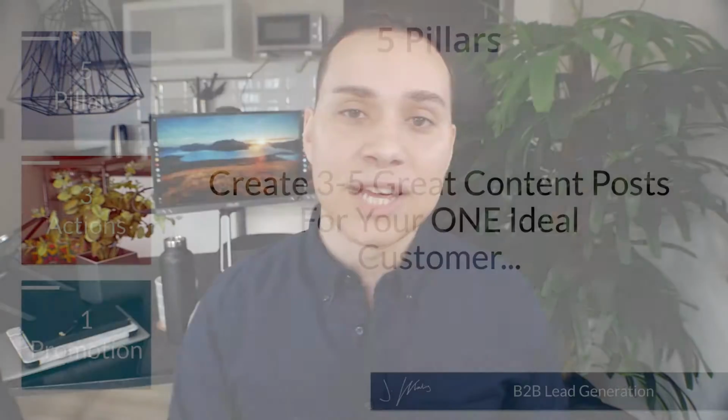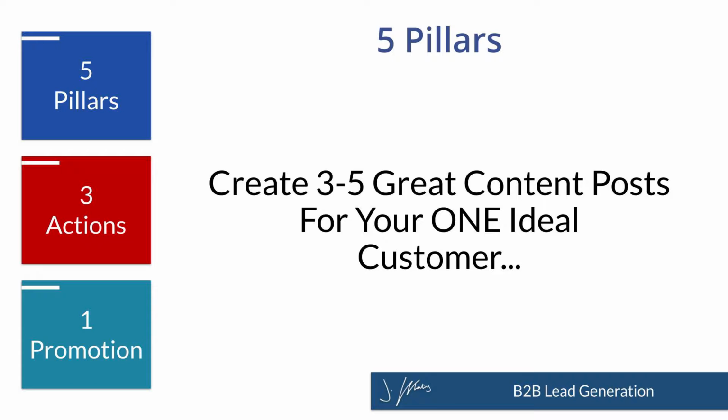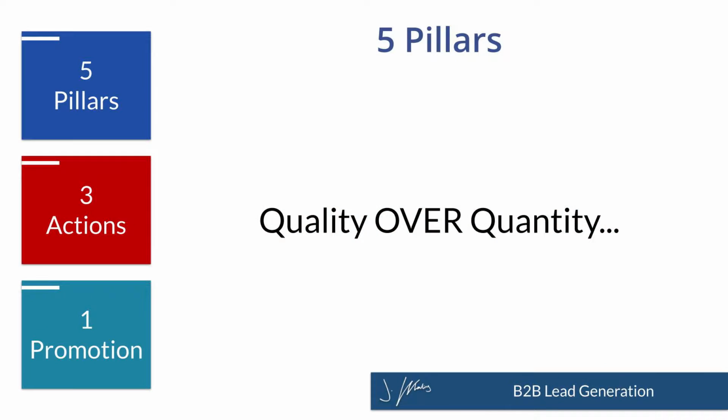All you need to do is to create 3 to 5 really great quality content posts for your ideal customer. And that's it. 3 to 5 is all you need. You don't have to commit to making 3 to 6 blog posts per month. You don't have to record a YouTube video every day. You just need 3 to 5 quality pieces of content. We're going for quality here. I almost said quantity. We're going for quality here, not quantity. And those 3 to 5 pieces of content are all you're going to need to create an evergreen lead generation system.